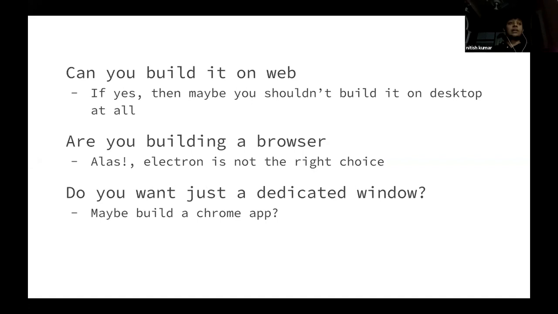Now, what are we trying to build? Are we trying to build a browser from Electron? Then Electron is definitely not the right choice. We are not trying to build a browser. We are just trying to build an application, an application like PowerPoint, right? Like Tally for accounting. That kind of application. Do you just want a dedicated window? Then again, Electron might not be the right choice. It is heavy compared to what you might have as PWAs or just a dedicated window. So maybe build a Chrome app or something similar. So yeah, for just a dedicated window, Electron might not be the right choice.